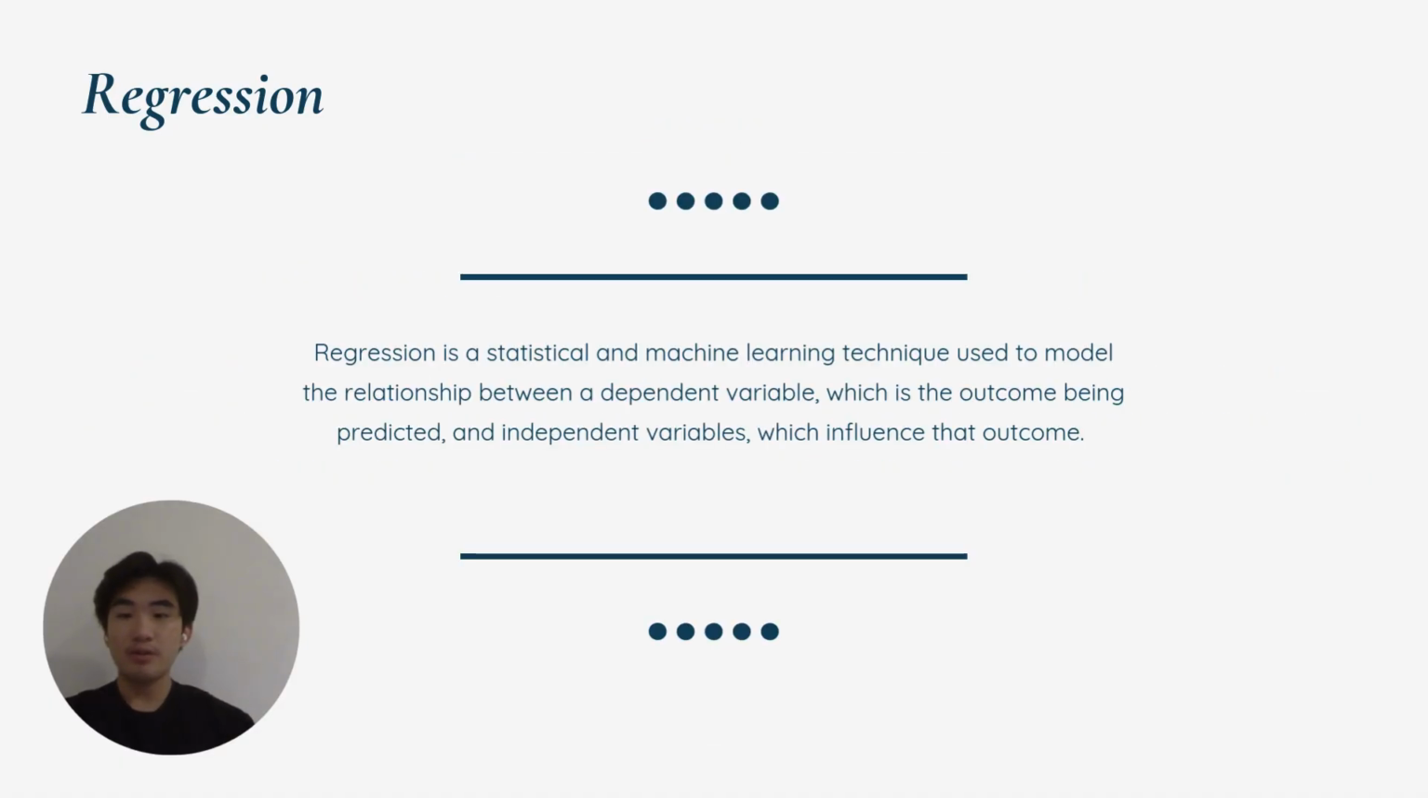Let's start with why we chose regression for this objective and the definition of regression itself. So, why not other methods? Well, classification methods are designed for categorical prediction, and clustering or association rule mining could identify common patterns. However, they do not quantify the independent effect of each drug on the total substance count, which is why regression is best for this objective. So, regression itself is a statistical and machine learning technique used to model the relationship between a dependent variable, which is the outcome being predicted, and independent variables, which influence that outcome.